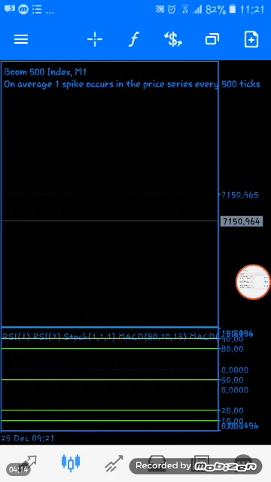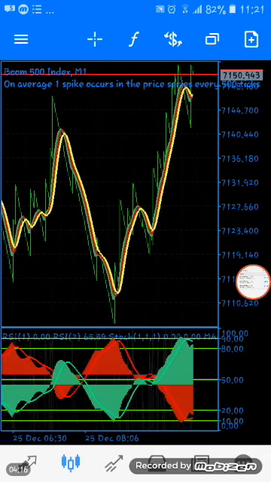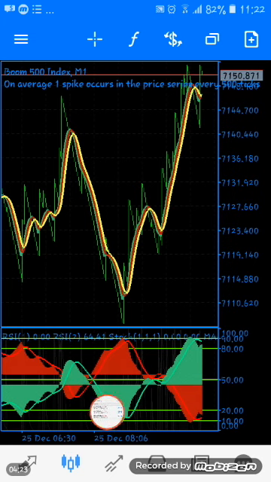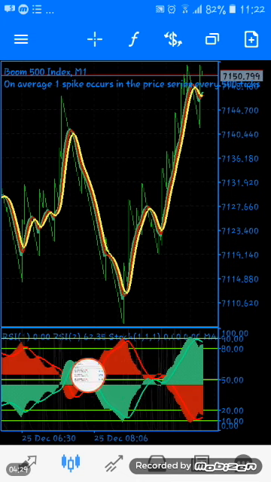Using another one, let's say maybe Boom 500 as an example, the main trick that I'm sharing with you guys is take your buy or your sell when the MACDs reach overbought or oversold and there's a gap between the two MACDs, the red one and the green one.